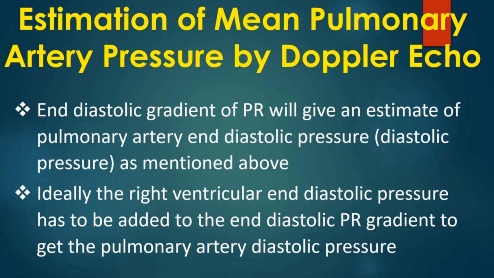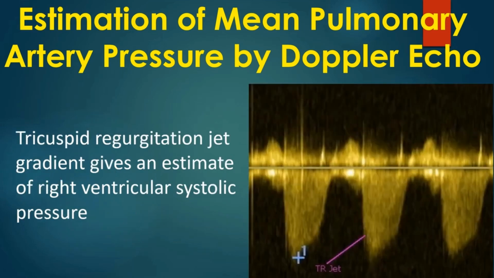pulmonary artery diastolic pressure. Tricuspid regurgitation jet gradient gives an estimate of right ventricular systolic pressure. Calculation is using simplified Bernoulli equation from the measured tricuspid regurgitation jet velocity. The right atrial pressure added to the peak TR gradient gives the right ventricular systolic pressure. This will be equal to the pulmonary artery systolic pressure in the absence of right ventricular outflow tract obstruction.